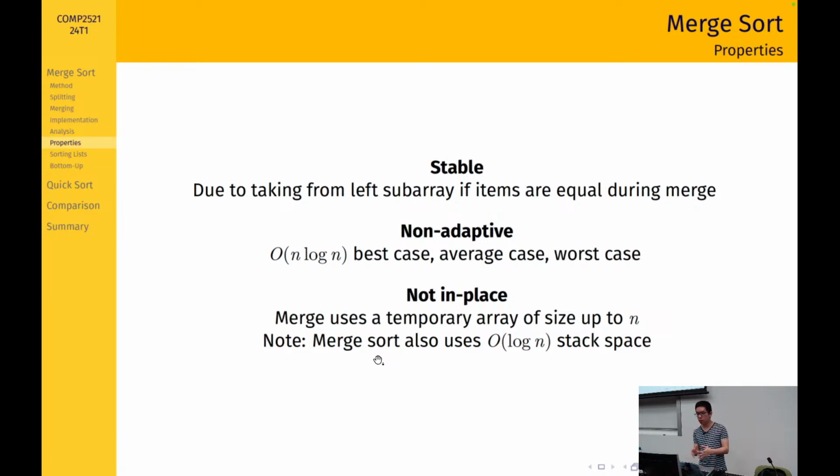And also, in terms of memory usage, merge sort uses big O of log n stack space. Stack meaning the part of memory that contains all the stack frames. That's because merge sort is recursive, so there are about log n levels of recursion, so it uses up about log n stack space. All right, so that is merge sort on arrays.